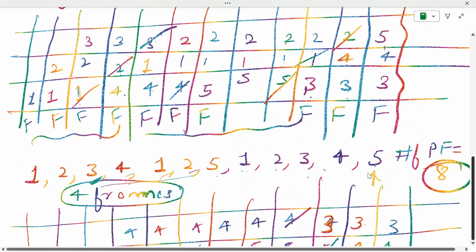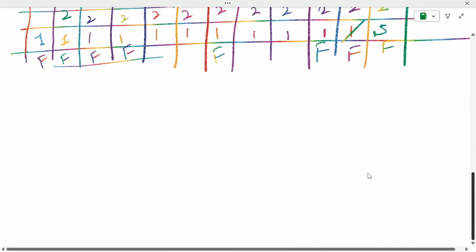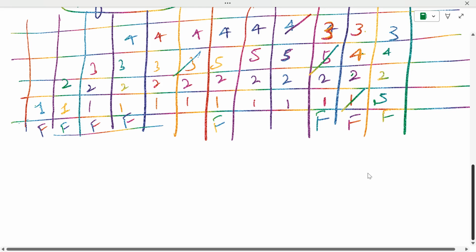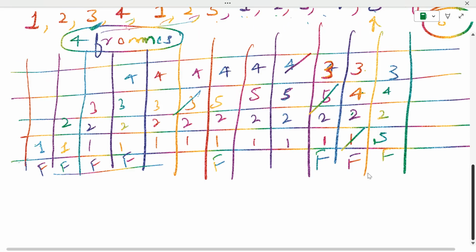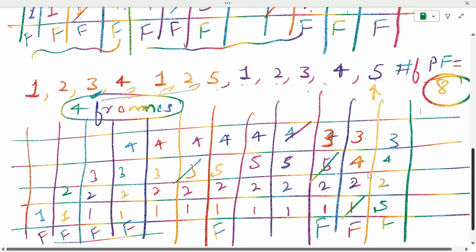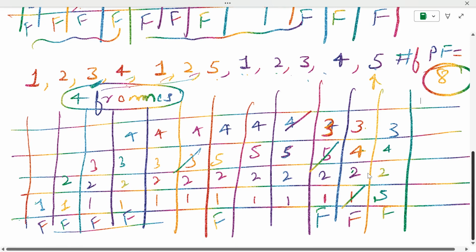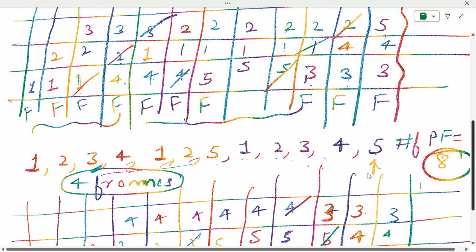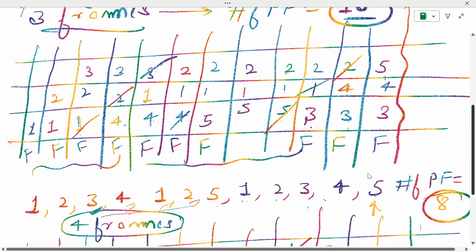So this was about 3 frames, and this was about 4 frames, so it has decreased with the number of frames, right? It is now 8. Okay, just a second, it is 10, right?